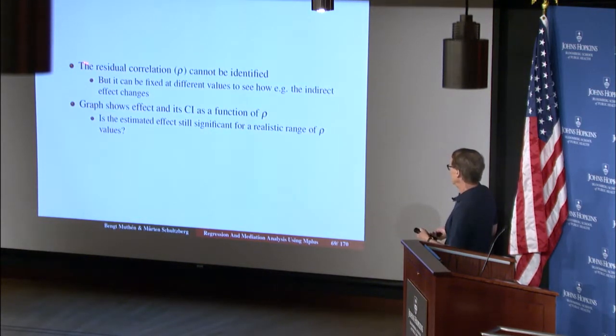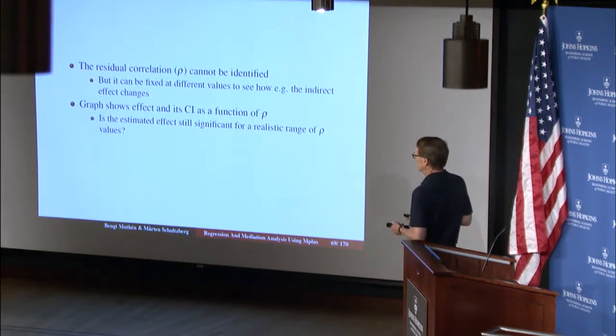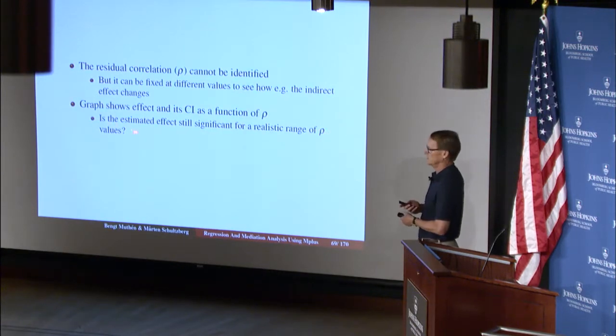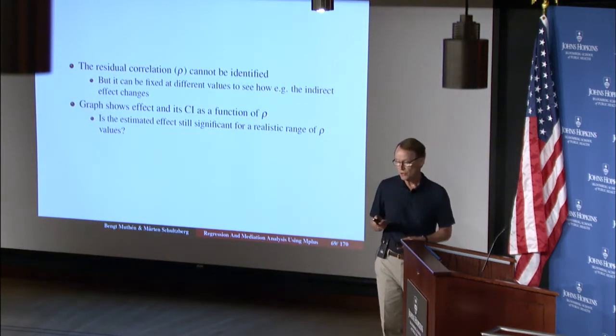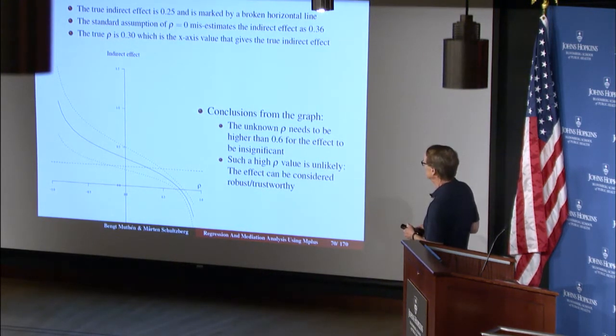So this residual correlation, we'll call it rho, cannot be identified, but we can do the sensitivity analysis. And we're going to look at graphs that show effects and confidence intervals as a function of rho. And the question here is: is the estimated effect still significant for a realistic range of rho values? So I'll give you an example of that, and it's in the simulated part of the sensitivity analysis description.